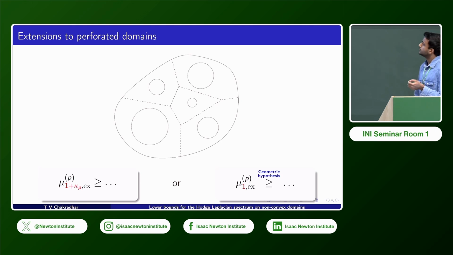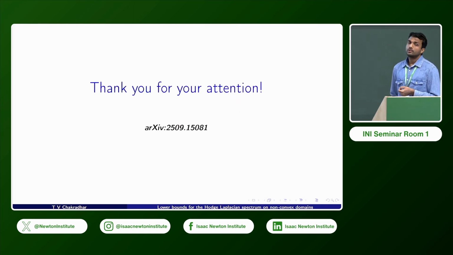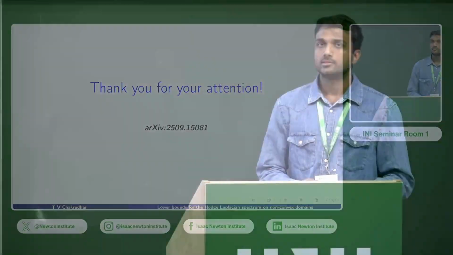I'd like to conclude by saying that we could also extend this to perforated domains in general, but there is some price you pay. You either have a lower bound on higher order eigenvalues, or under some geometric hypothesis, you could have it for the first eigenvalue. This is some version of the so-called Voronoi partition. So you do this, and again you use some gluing arguments to get this. Thank you for your attention, and this is the arXiv.